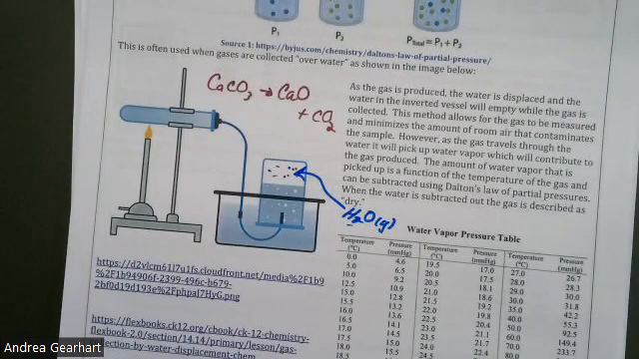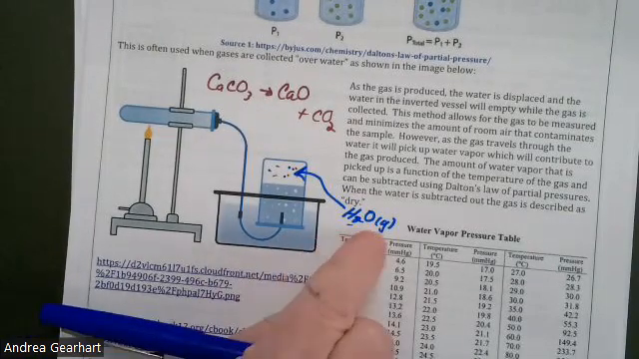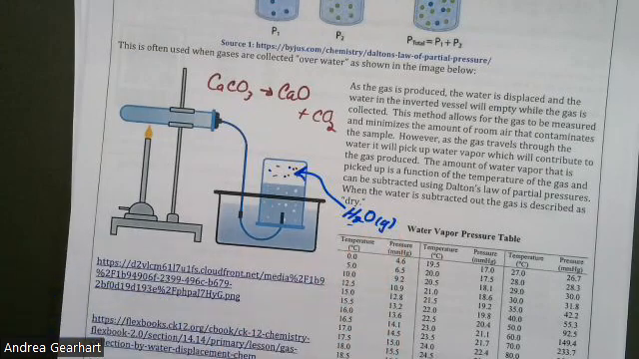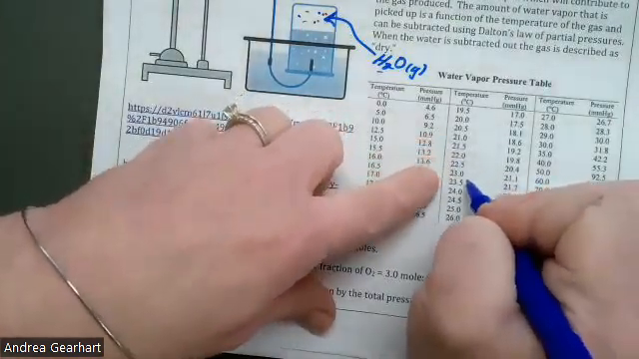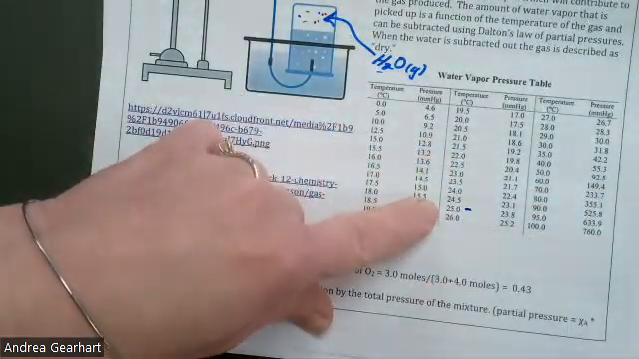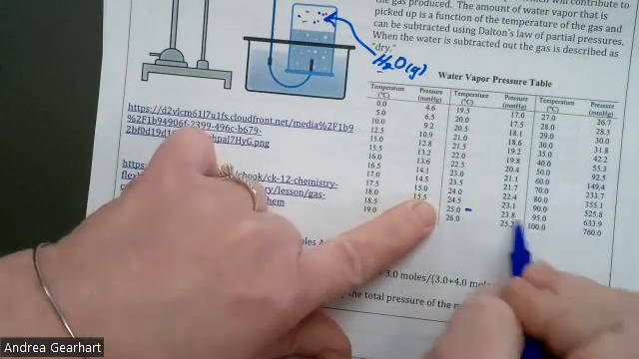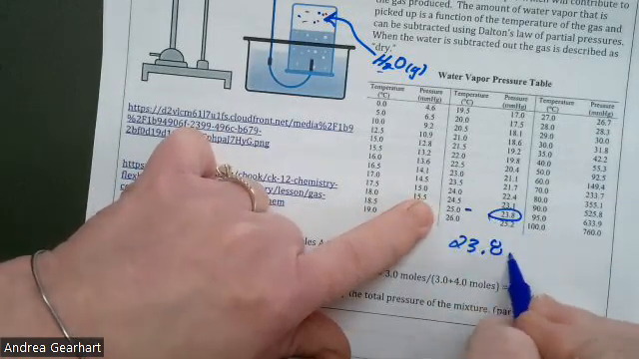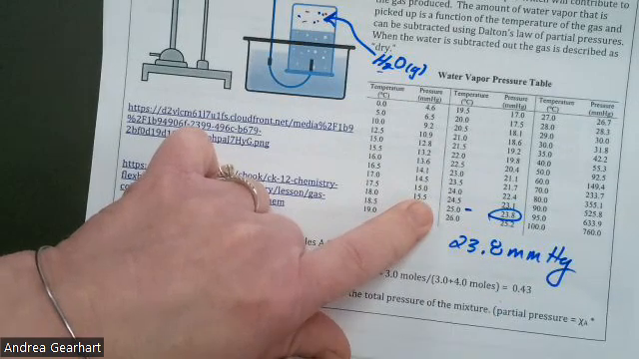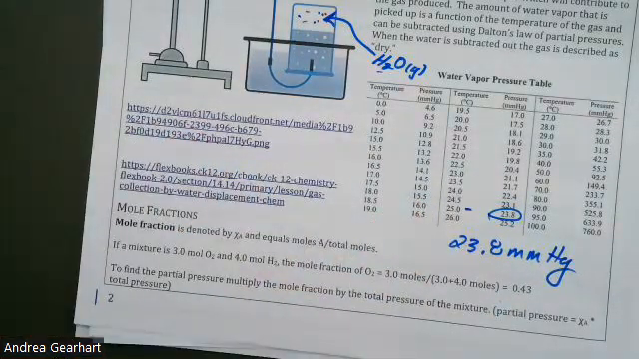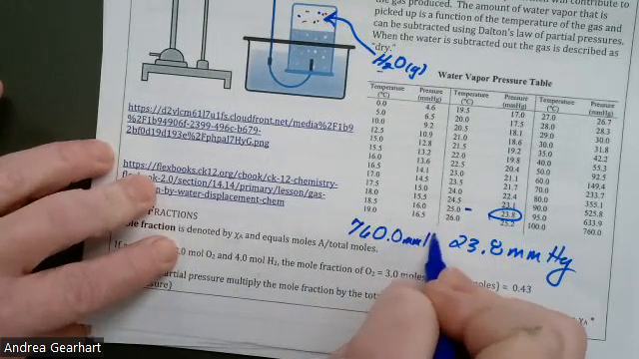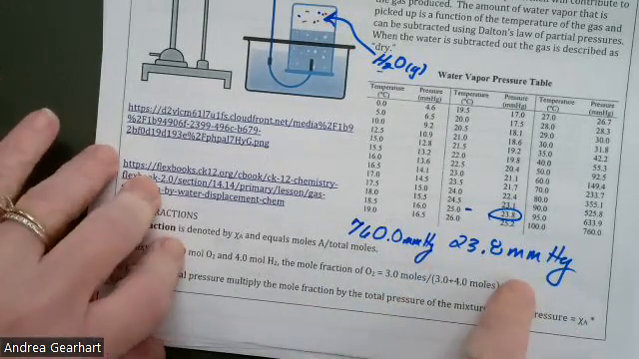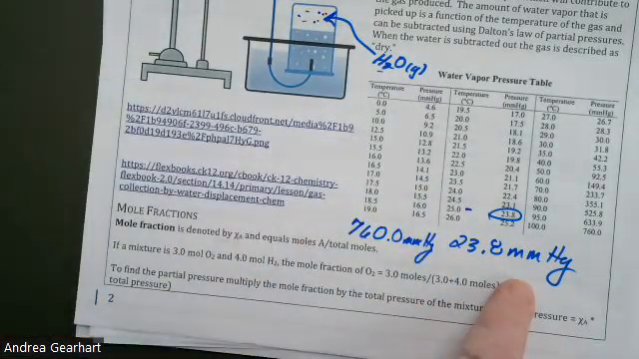Well, scientists have determined that the amount of water vapor present is all based on the temperature. Room temperature, roughly 25. At 25 Celsius, 23.8 millimeters of mercury. Remember, the atmosphere at sea level, fair weather, is approximately 760 millimeters of mercury. So it's not much, but we have to account for it.